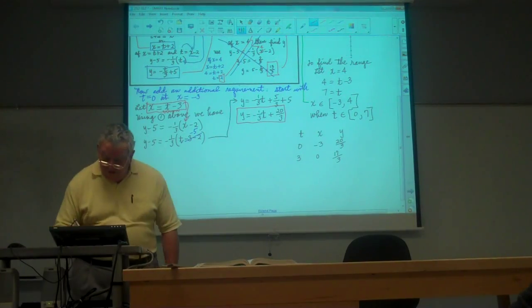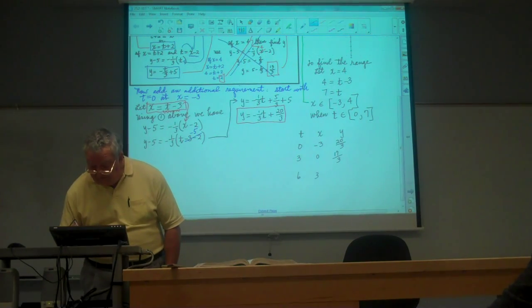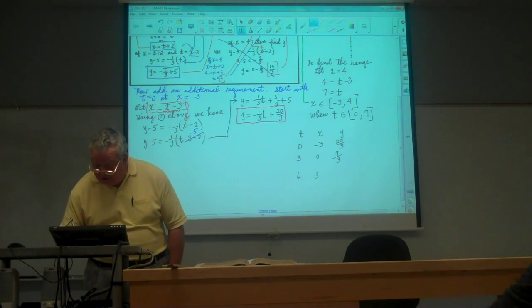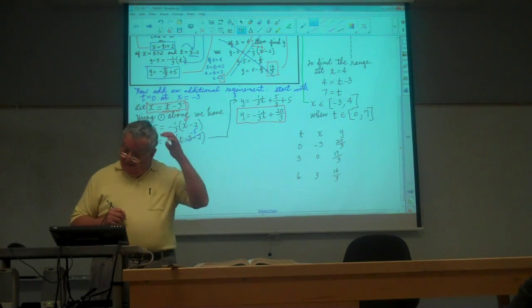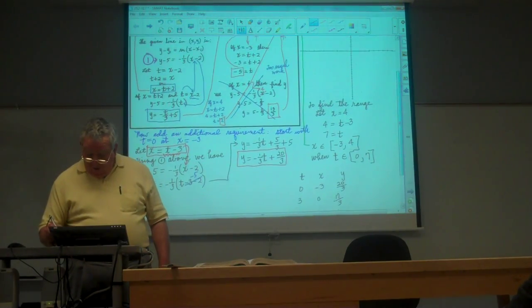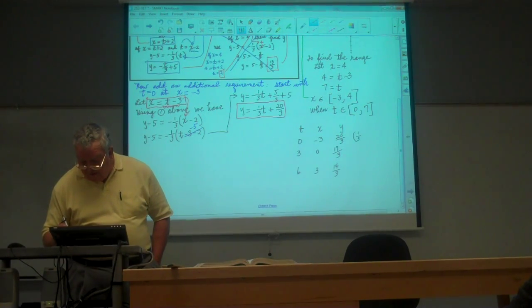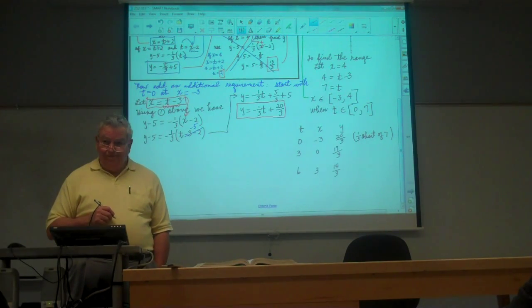If t is equal to 6, x is equal to 3, and y is a minus 2, which is a minus 6/3, isn't that 14/3? Now, I think that 20/3 is 1/3 short of 7. You think that?